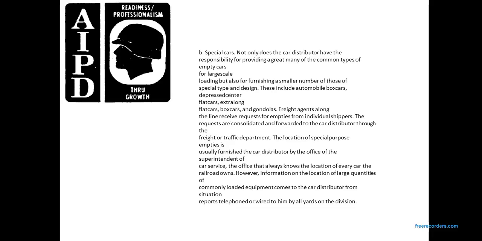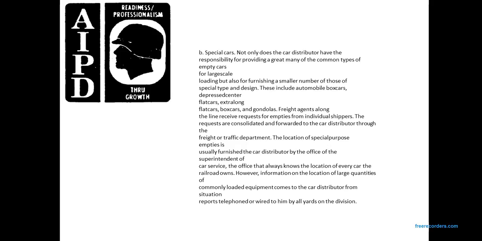Special cars. The car distributor has the responsibility of providing not only the great many common types of empty cars for large scales, but also small numbers of special types, including automobile boxcars, depressed center flat cars, extra flat cars, box cars, and others. Requests from individual shippers are consolidated and forwarded to the car distributor through the freight traffic department. The location of special purpose cars is usually furnished by the car distributor's office. The superintendent of car service's office is also known as the location of every car on the railroad.